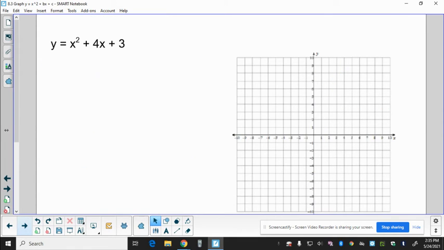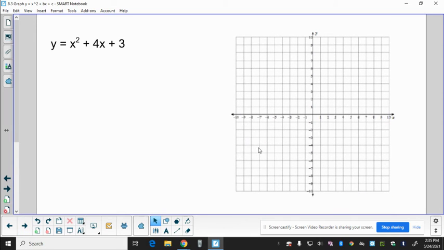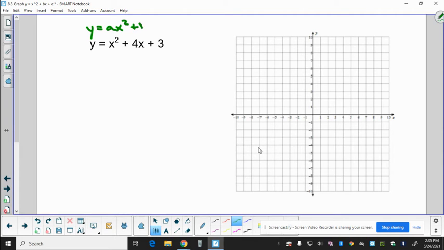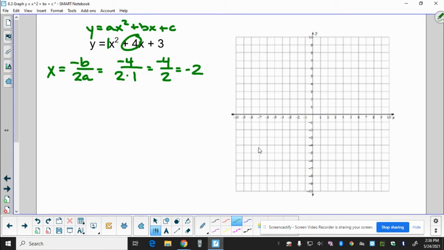Let's go ahead and try another. Here we go, everybody. So let's just keep in mind, once again, this is y equals ax squared plus bx plus c format, right? So let's get our line of symmetry, negative b over 2a. All right, here we go. So I want the opposite of b, so that'd be negative 4 over 2 times a, which is a 1. So that'd be negative 4 over 2 or negative 2. So x equals negative 2 is the line of symmetry. And we know the vertex lies on there somewhere, don't we?